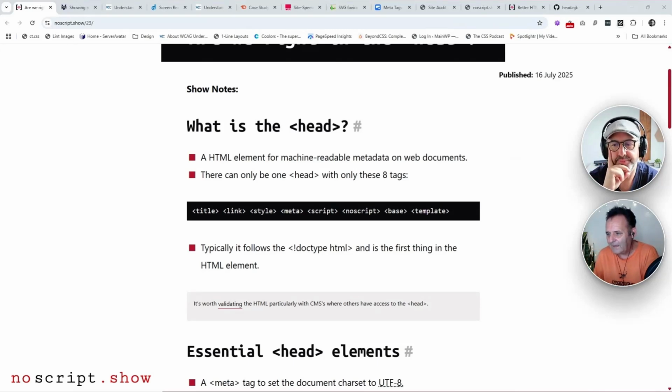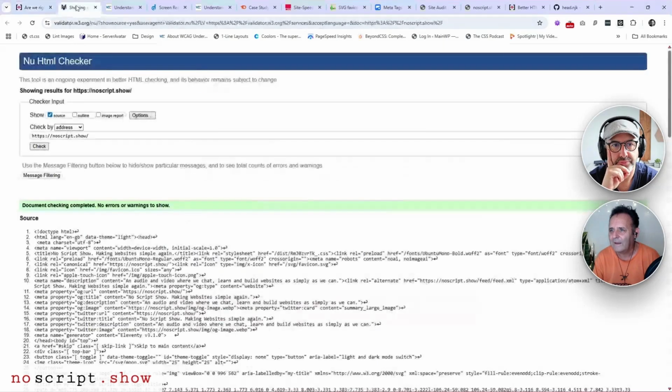And generally, the head is the first thing that goes in the HTML element itself. And I just put here because somebody else told me this. We'll mention that person, Harry Robertson. It's a good idea to go and validate. People don't do this these days, but there is the validator at w3.org, which is good for HTML validation. We pass. I've just done it on our site.